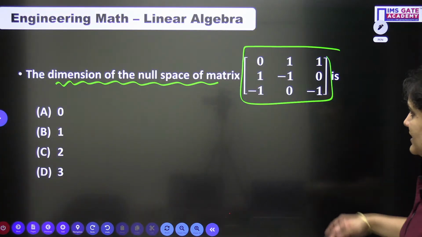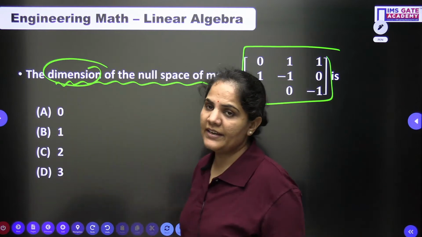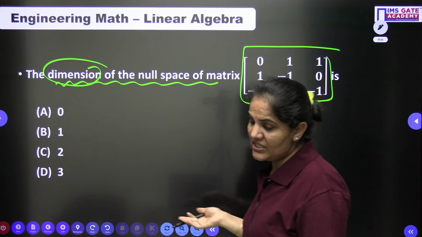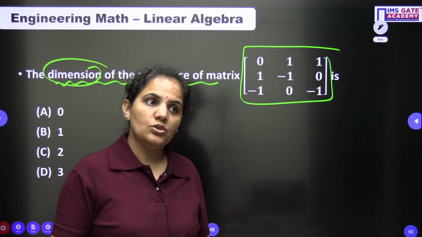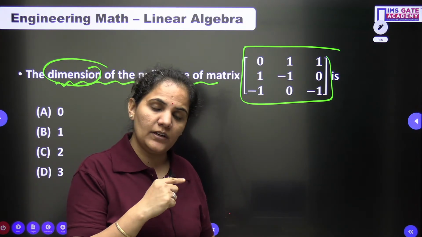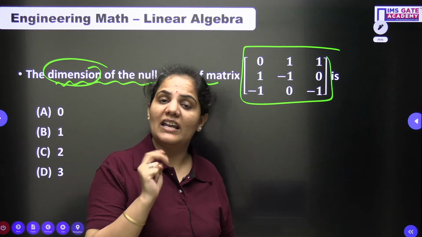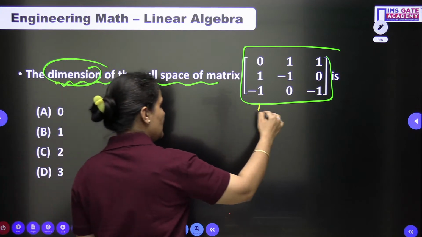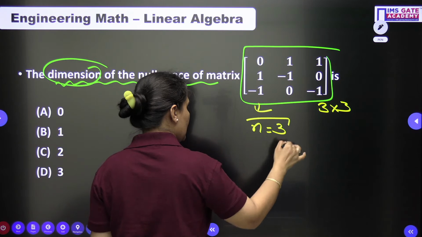Okay, now let's come to this one. Find the dimension. Dimension means the number of linearly independent vectors of this null space. For finding the dimension, I need to use p = n minus r. So I should know n. n is the number of unknowns or the order of this matrix, and r is the rank of this matrix. As we can see, the order of the matrix is 3 cross 3, so n is equal to 3 here.